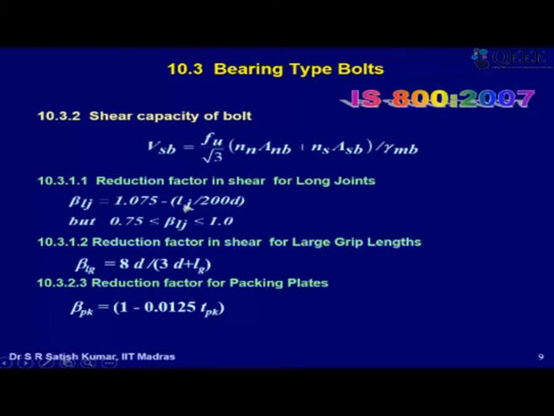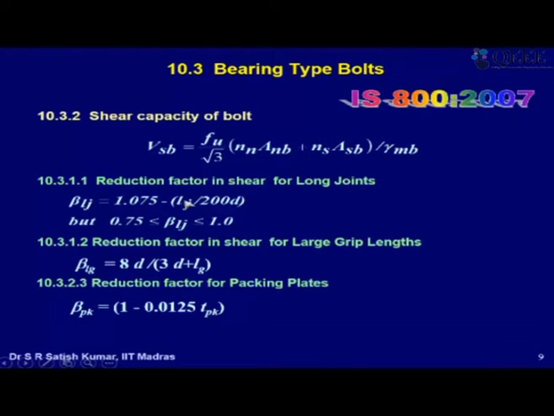Basically it says if the length of the joint is more than 200 times the diameter of the bolt, that is, Lj is greater than 200d, then you have to use this formula. If Lj is less than 200d, then beta Lj has to be between 0.75 and 1. This problem will come when you have more than 2 bolts along the direction of load. If you have more than 2, then you work out what your Lj is. Lj may be n times the number of pitches that you have between the bolts.